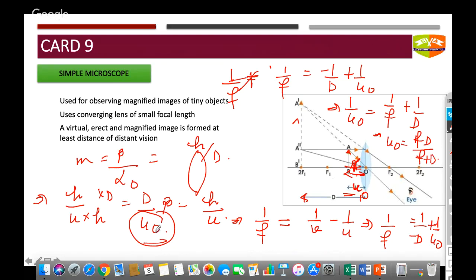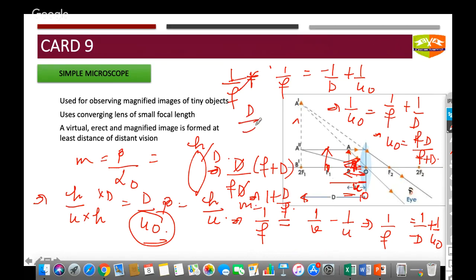So I can replace this U naught by FD divided by F plus D. So what happens is D divided by FD, and F plus D goes above. So this D and D gone, I get M is equal to F and F gone, 1 plus D by F. So if this object has been kept at the focal length of this convex lens, this comes out to be D by F. If it is between the focal length and optical center, the magnification is 1 plus D divided by F. So this is the working of a simple microscope.